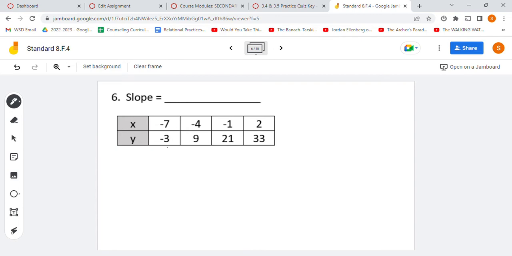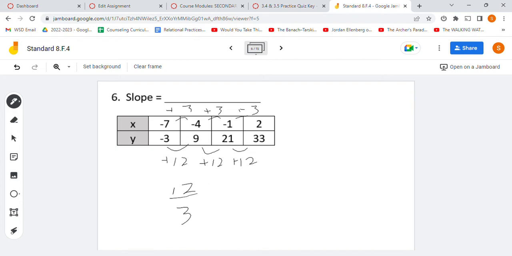On the next one, our y values are going up by 12 in each of these cases, up by 12, and each of these goes up by 3, up by 3, up by 3, and we end up with our rise of 12 and our run of 3.